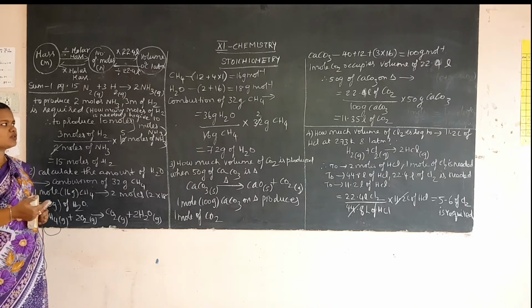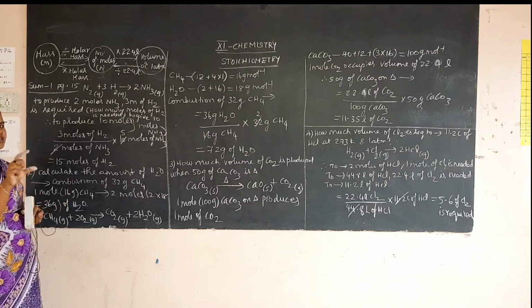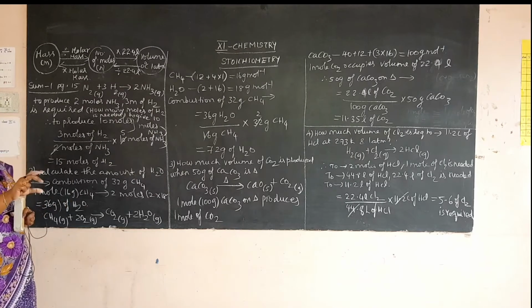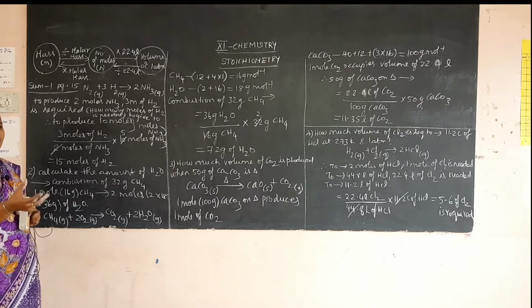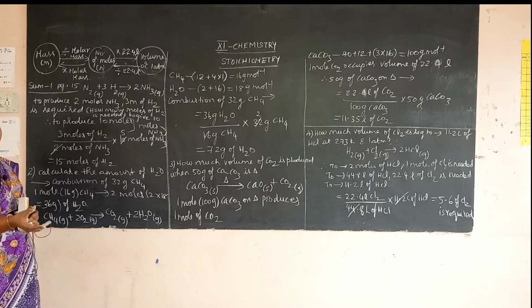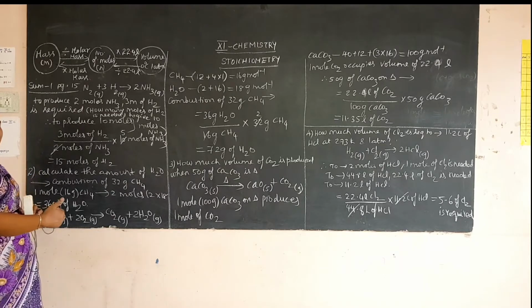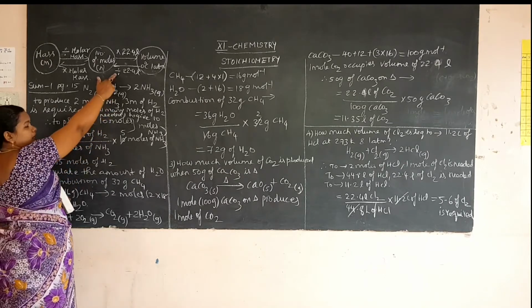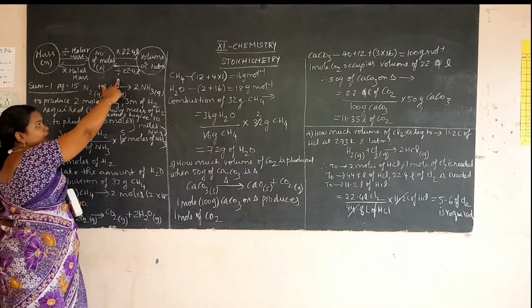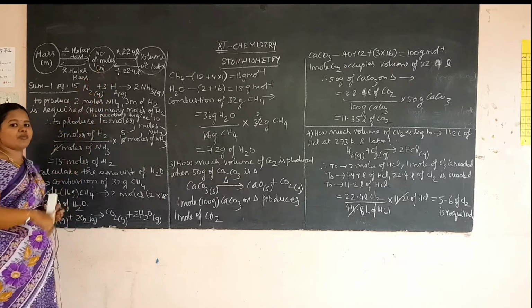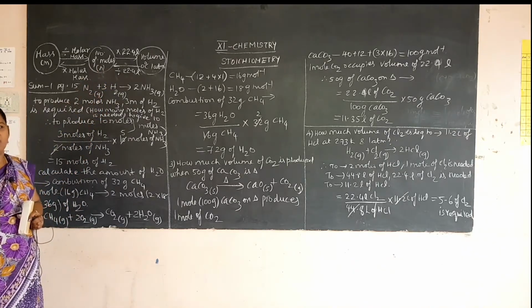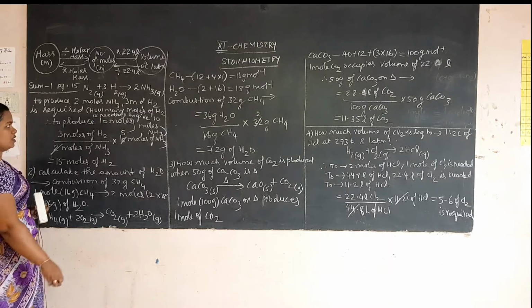So you have to remember at least one order, that is mass divided by molar mass will give what? Number of moles. The number of moles multiplied by 22.4 liter will give what? Volume at 0 degree C. Then volume divided by 22.4 liter will give what? Number of moles. Then number of moles multiplied by molar mass will give what? Mass. So that you have to understand.